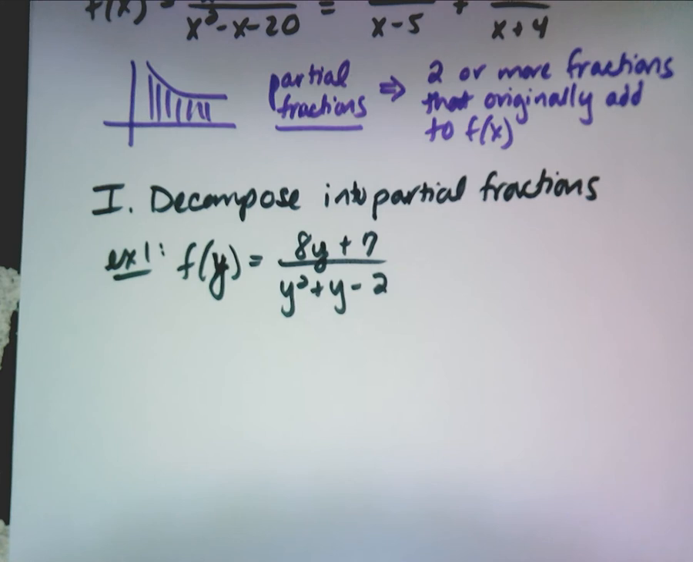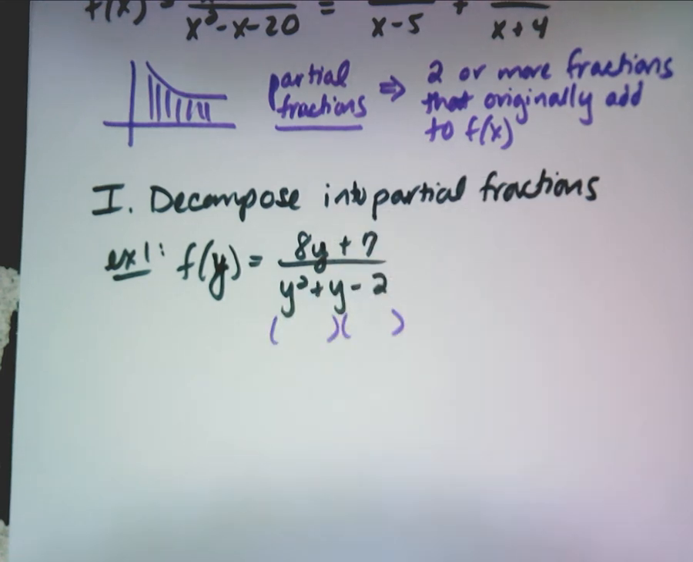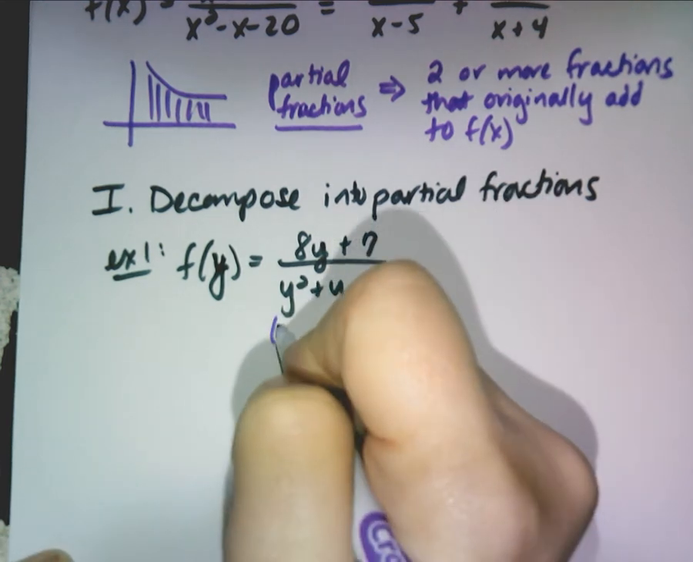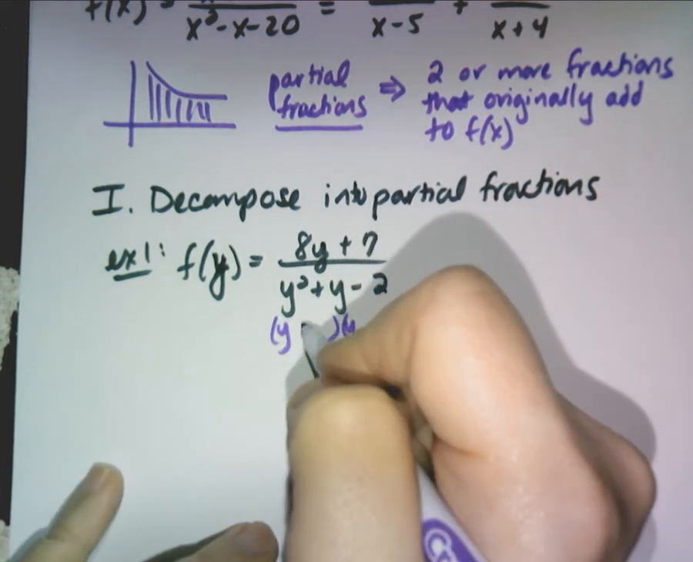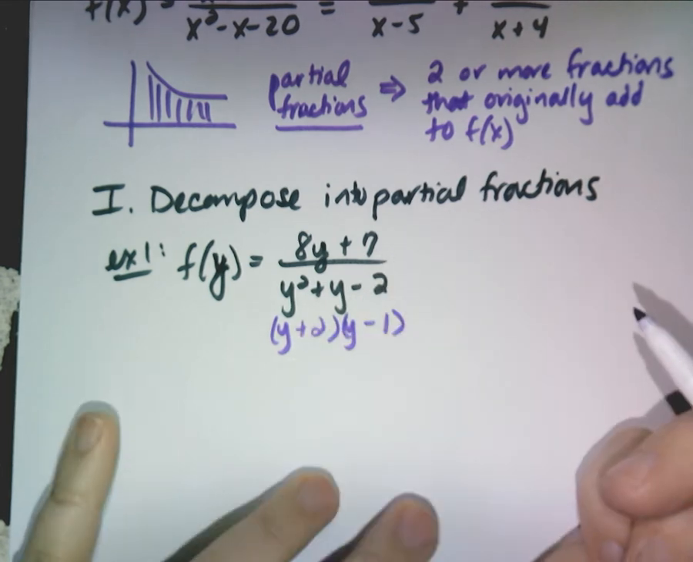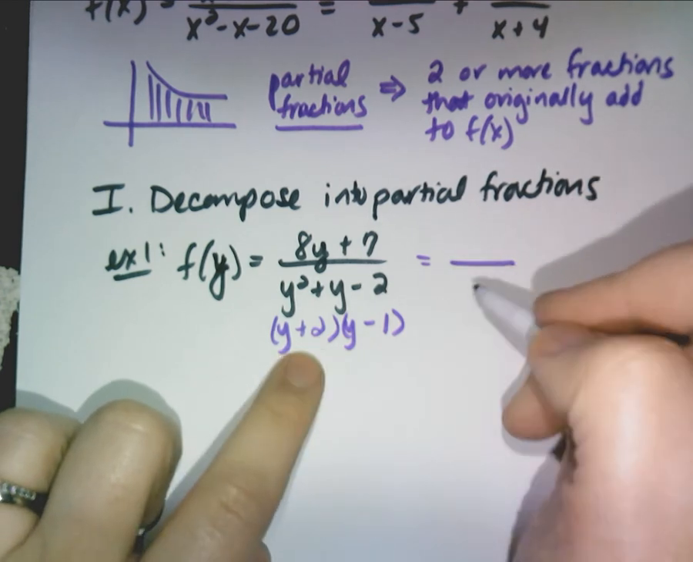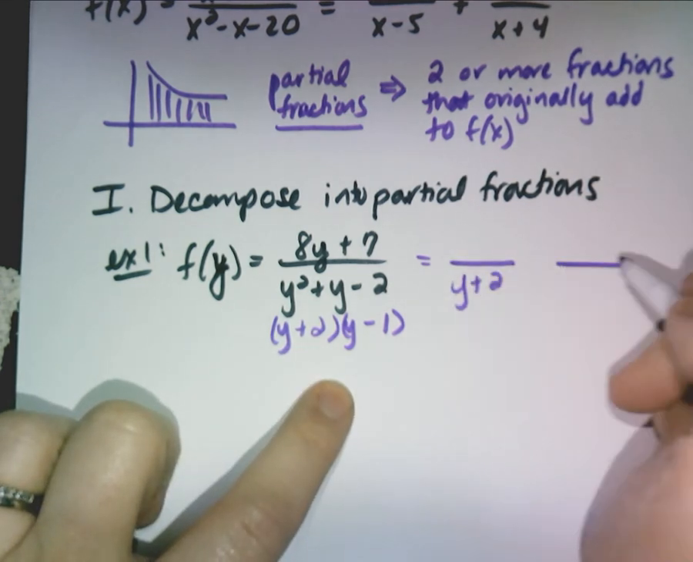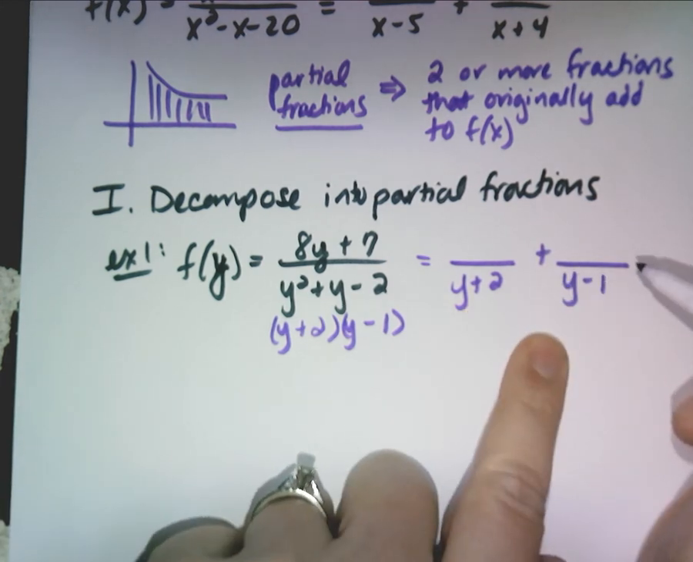The first thing you're going to want to do is take the denominator and factor it, so that you can see what the actual two denominators could be. If I factor this down, what two numbers multiply to negative 2 but add to 1? Plus 2 and minus 1. Yes. Those two factors each become a denominator of the partials. So y plus 2 is one of the denominators, and y minus 1 is the other.